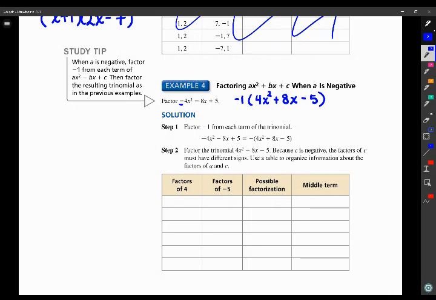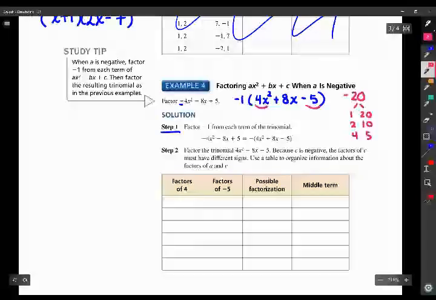So you're always going to take out that negative 1, which is what they're showing in step 1. And then you're going to do what we've been doing, which is I take the first term and the last term and I multiply them together, which is negative 20. I look at my factors of 20, which are 1 and 20, 2 and 10, 4 and 5. And my goal is I'm trying to find a pair that adds, sorry about that.